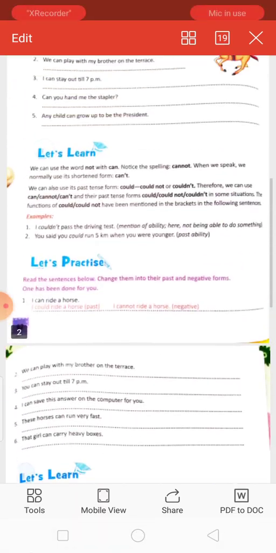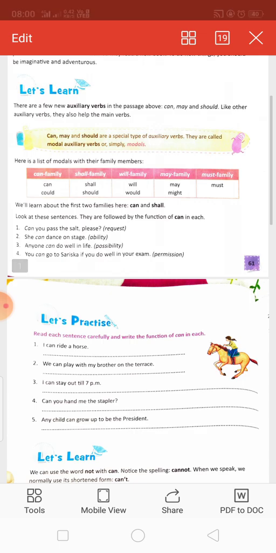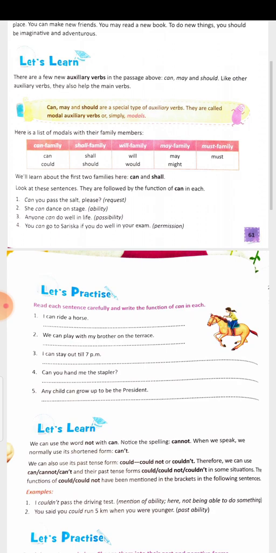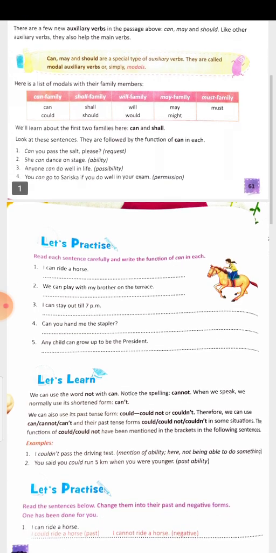Okay, now we will discuss the questions. Read each sentence carefully and write the functions of can in each. I can ride a horse. So it is an ability. You have to write ability. We can play with my brother on the terrace. This is a permission because he is seeking a permission. I can stay, or you can say it a request also. No, it is a permission. I can stay out till 7 pm. It is a possibility. So numbers 4 and 5 you will do by yourself.